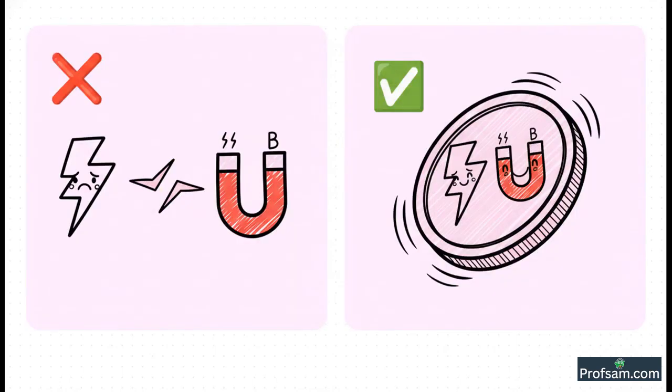And the second common mistake is thinking of the electric and magnetic fields as two separate things that just happen to be together. No, no, no. They are inseparable. They are two sides of the same coin. You can't have one without the other. A changing E field always creates a B field, and a changing B field always creates an E field. It's not two separate things. It's one single beautiful phenomenon called electromagnetism.